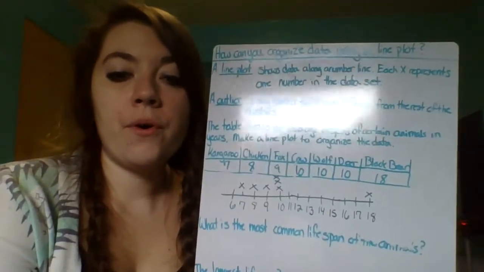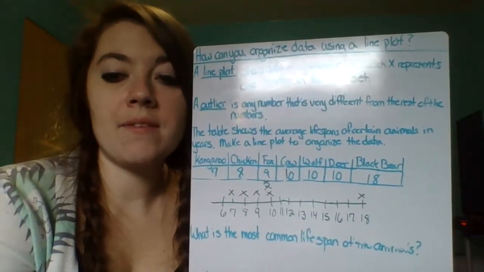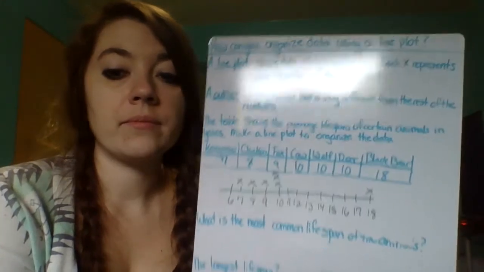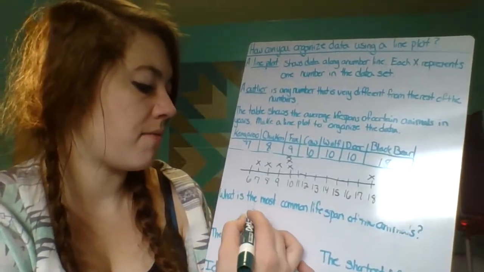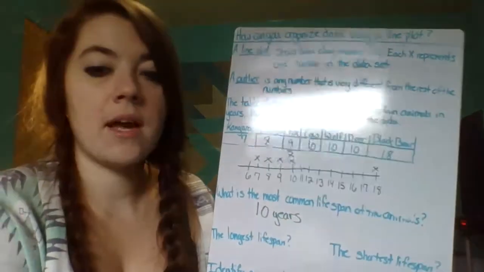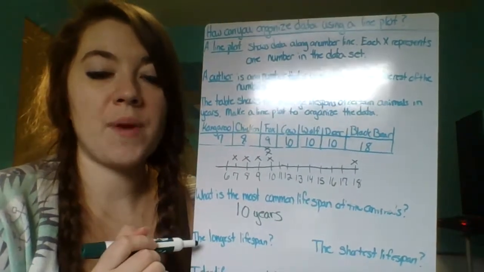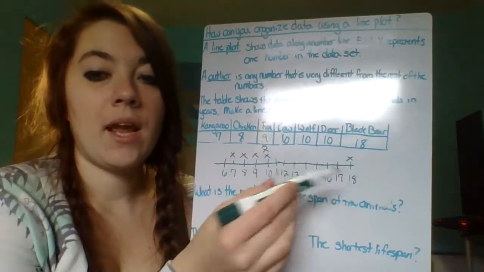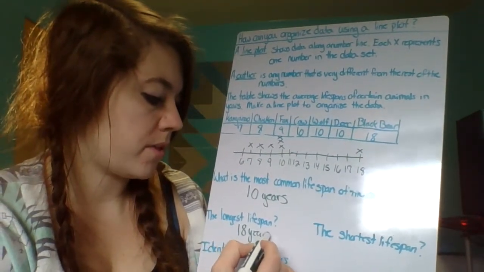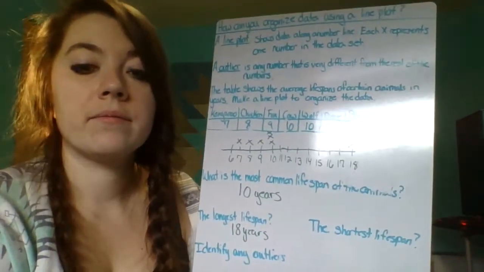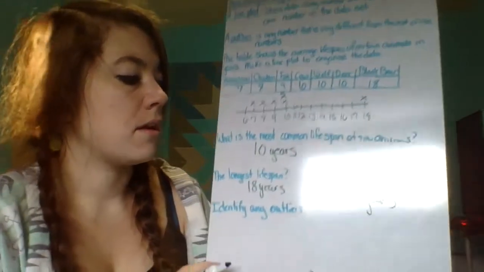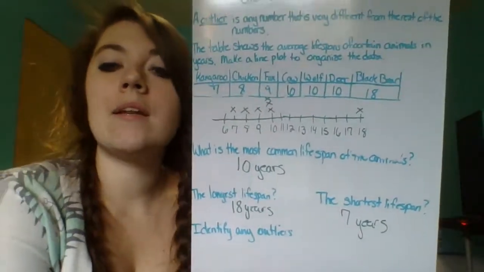So for our first question, what is the most common lifespan of the animals? Looking at what's the most common that we had, 10 years, yeah. There were 3 of them that all had a lifespan of 10 years. Excellent. What's the longest lifespan we had? 18, excellent. What's the shortest lifespan we had? 7, excellent.